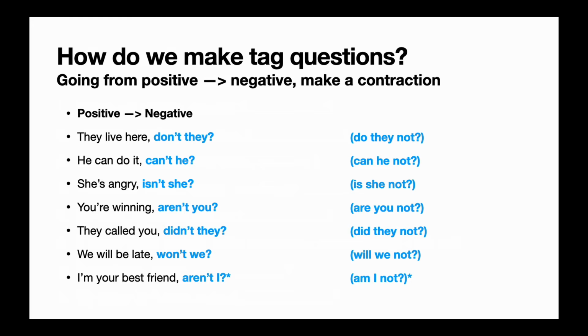We can say they live here, do they not? But that sounds a little more formal. When we're talking, we almost always make the contraction form. They live here, don't they? He can do it, can't he? She is angry, isn't she?